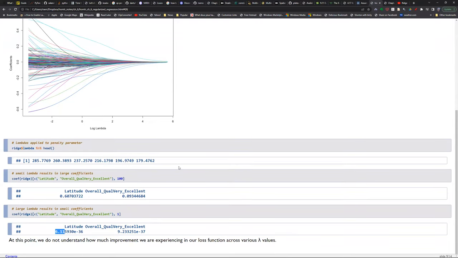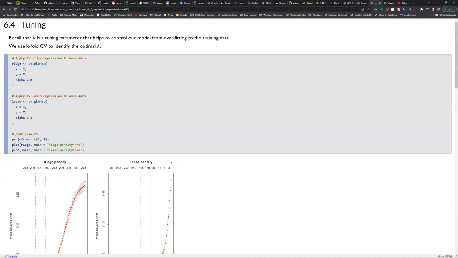All right, so let's go for the tuning. Remember that lambda is a tuning parameter. In other words, it is the parameter that we can change, depending on what kind of multicollinearity you have in the model and how many predictors you have, okay? And the goal is to control the model for overfitting the training data.